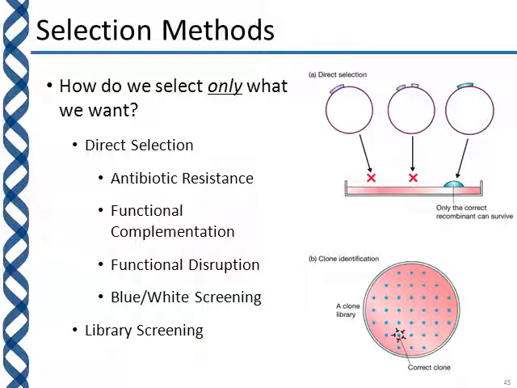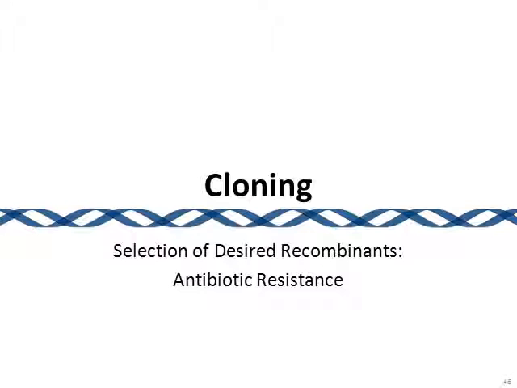The second method is library screening. Basically, clone identification by performing a clone library on each of your clones. And we'll discuss these more in detail. First, we'll talk about the selection of the desired recombinants using antibiotic resistance.